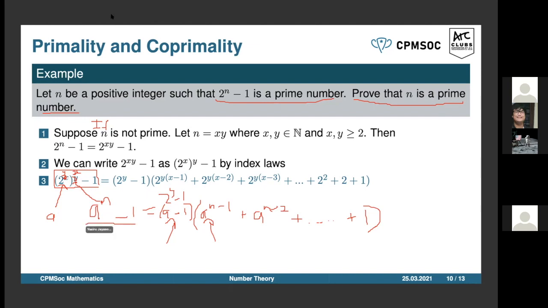Right, so I can substitute your values into this a to the n minus 1. So you get 2 to the y minus 1 for your a minus 1, and you've got the sum of all these powers of a. So I can see 2 to the y minus 1 will be a factor of 2 to the xy minus 1, because 2 to the y minus 1 is an integer, and this massive sum over here is also an integer. All right, so we can go to the next dot point.